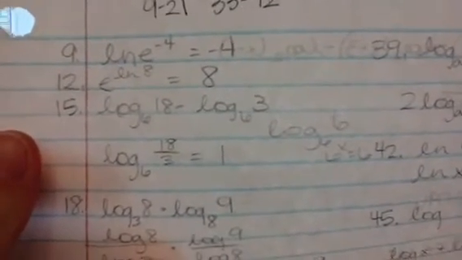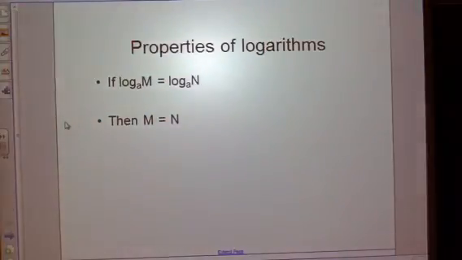Number 9 is -4. 12 is 8. 15 is 1. 18 is 2. Then we go to 21. 21 is 4. Then we go to 33.